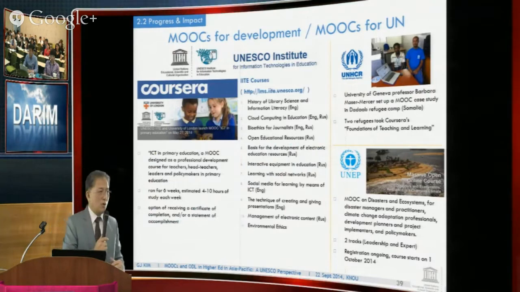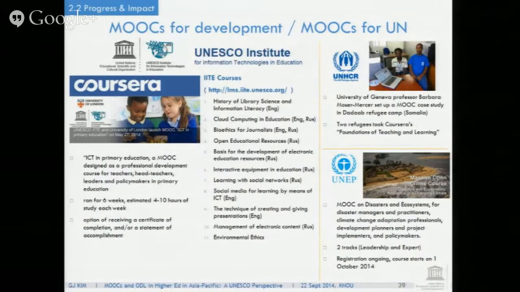The UN system also uses MOOCs. You may be surprised. I was actually surprised to see that many institutions, UN agencies, including our own, use MOOCs to deliver courses. In the case of UNESCO, I see it in primary education, and IIT courses cover many issues: cloud computing, bioethics for journalists, and so on. Look at the UNHCR, the United Nations High Commissioner for Refugees. For refugees, this can be a very good solution, so UNHCR is looking into this.